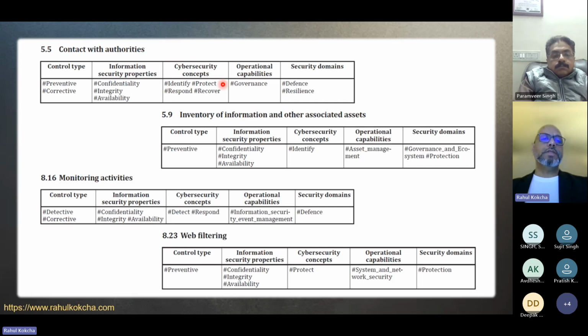Fine. So this requirement, if you realign it with CSF 2.0, falls into four functions: identify, protect, respond, and recover. Inventory falls in the identify function. Monitoring falls in detect and respond. Web filtering falls in the protect function.